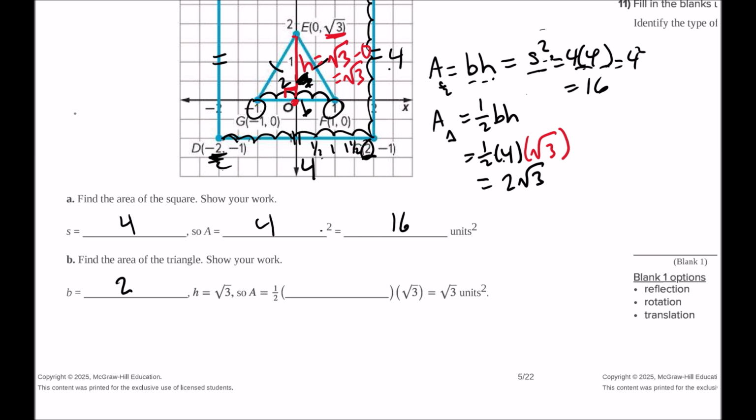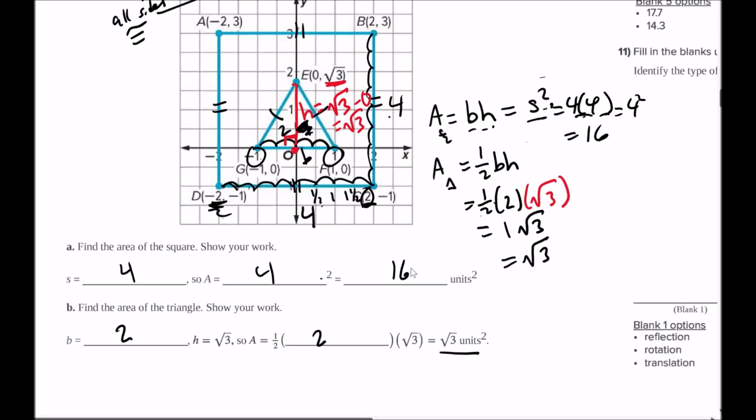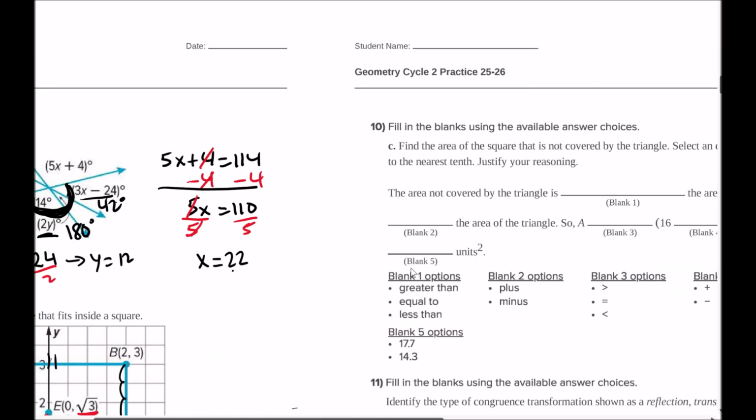The height is square root of 3, so the area is 1/2 times 2 times square root of 3, and half of 2 is 1, so it becomes 1 square root of 3, or just square root of 3. Okay, so 1/2 times 2, which is square root of 3 units squared. All right, be very careful again with that.